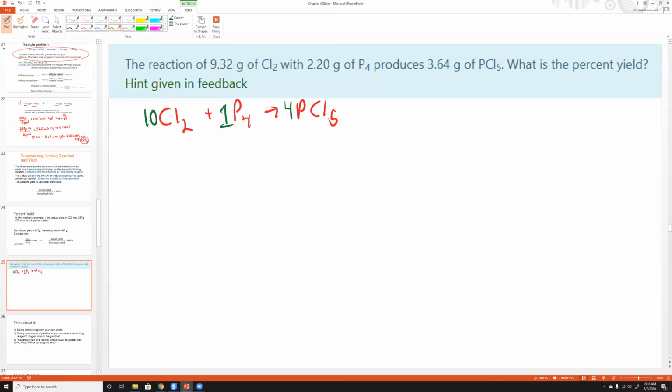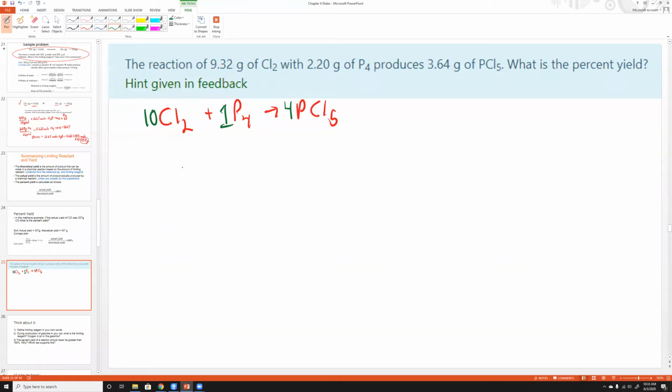So let's double check. 10 times 2 is 20. 4 times 5 is 20. For phosphorus, you have 1 times 4 is 4. 4 times 1 is 4. So any questions on that balancing? It's not too hard. You just deduce it, and you go through the process, and you'll get it.